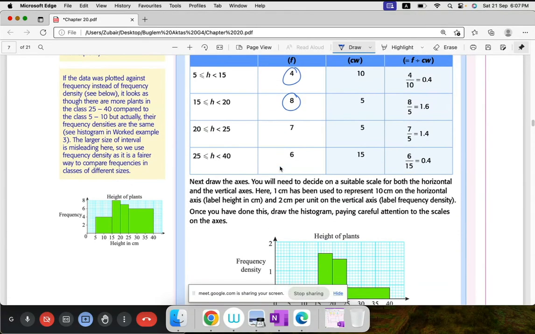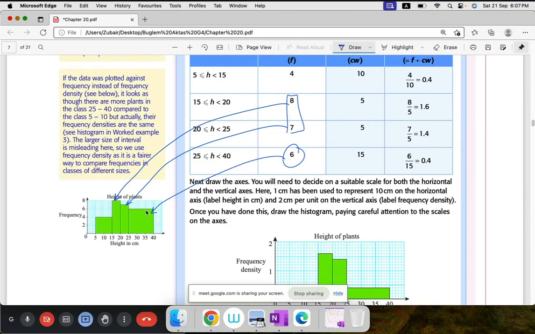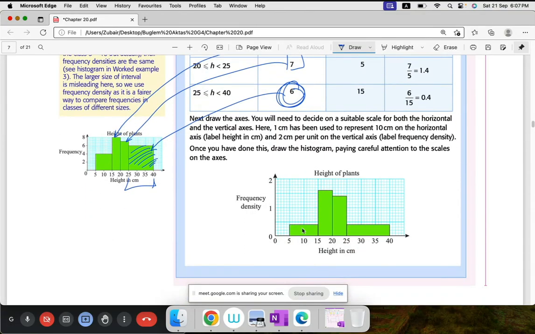Again, compare it with this 6. See the ones with 8 and 7. This is 8 and this is 7. If someone just looks at the frequency height, they would consider that there is a maximum number of people from 25 to 40. But that is not the case. There were just 6. And when you look at the frequency density, that gives you a clear picture. You can see that this area is actually less than this one.